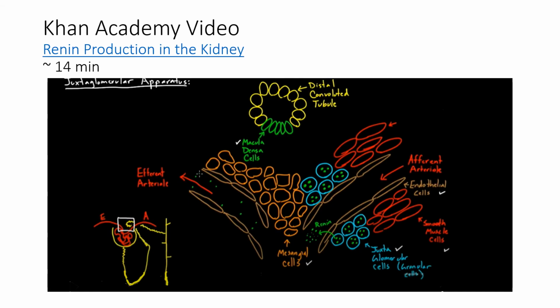Now, this video here is an absolutely phenomenal video. It's a Khan Academy video. The name of it is Renin Production in the Kidney. So you're welcome to just Google that if you want to. I will actually just put up the plain PowerPoint so you guys can look at the plain PowerPoint and get these links if you need to.